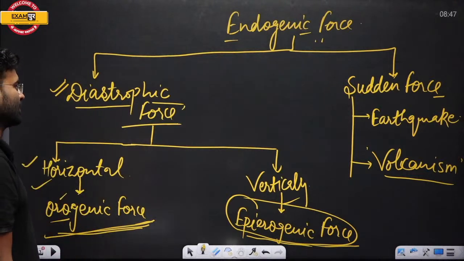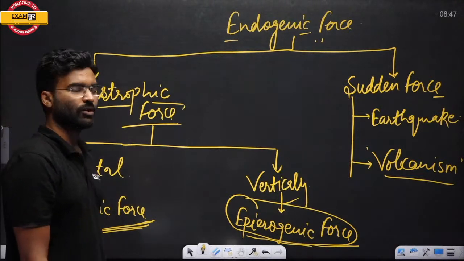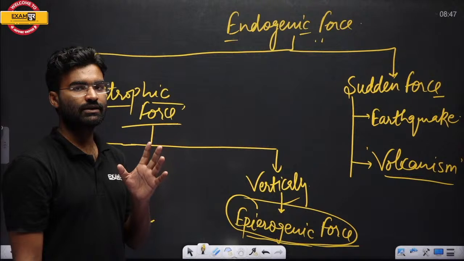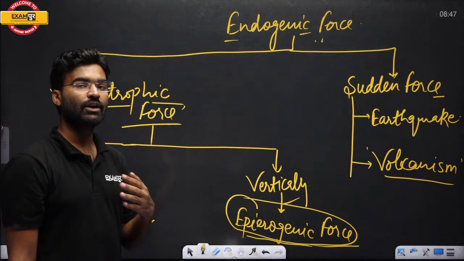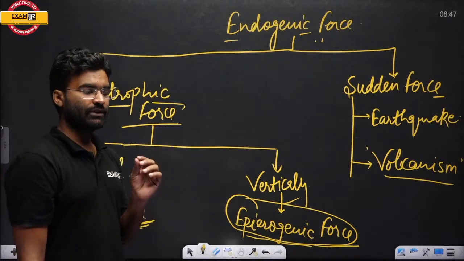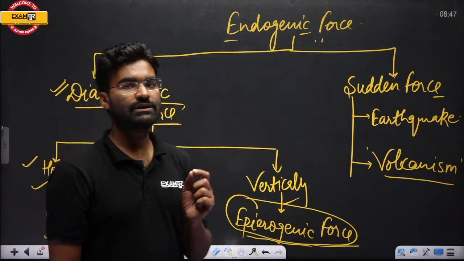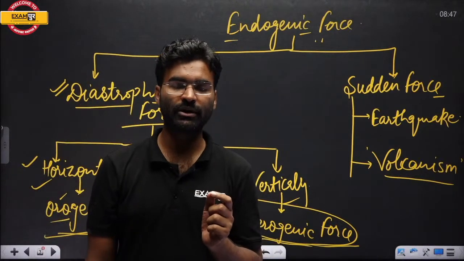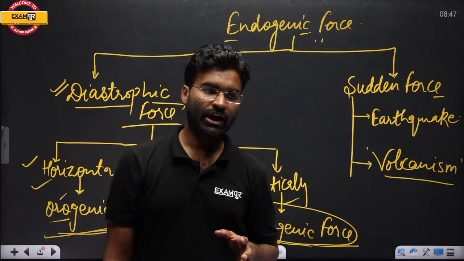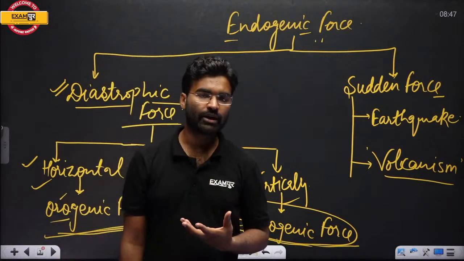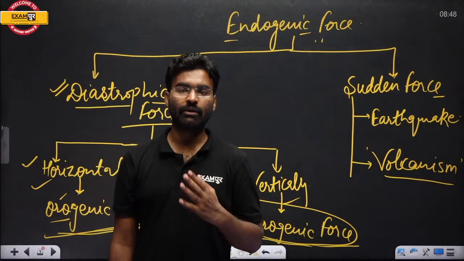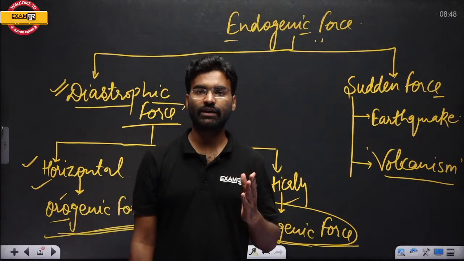Diastrophic forces. In the diastrophic force, the force is applied at a very slow pace, or the force works over a long time period. That is why the movement is very slow. If the movement is very slow, then the result of that particular phenomenon or process is seen after a long time period. That means if any mountain is in the making process, it would take a long time period, millions of years.